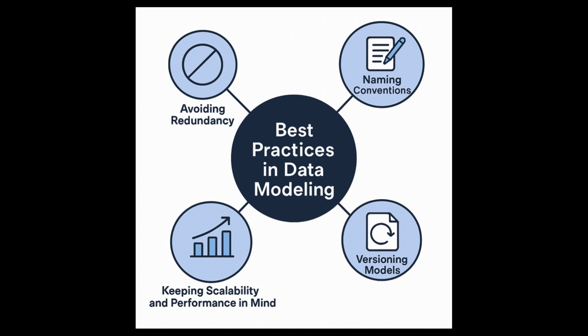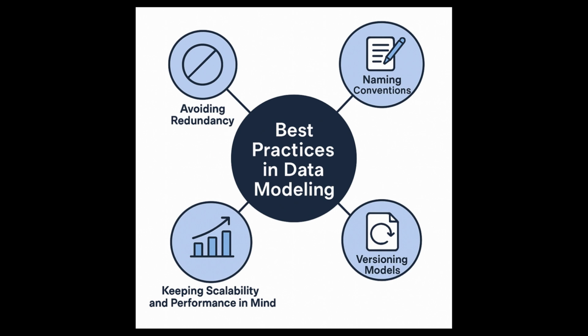3. Keeping scalability and performance in mind. A good data model should be flexible enough to handle growth, both in terms of data volume and complexity. When designing your data model, keep scalability in mind. Ensure it can grow without significant redesign. Performance is another critical factor. Avoid overly complex joins or data retrieval paths that could slow down queries. For example, consider indexing frequently queried columns, and optimize relationships for efficient querying.